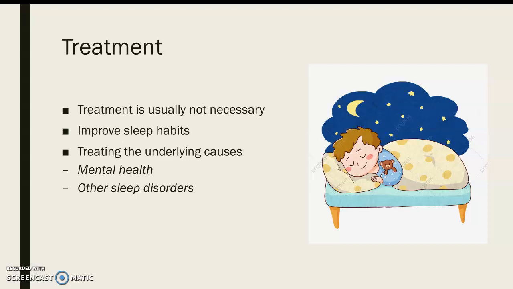There is no specific treatment for sleep paralysis, and it is usually not necessary either. The best thing to do is to improve sleeping habits by making sure you are getting adequate sleep, which is 6 to 8 hours each night, and making sure your sleep schedule is consistent. It is also important to have a comfortable sleeping environment, reducing light exposure during sleep, and exercising daily. It may also be helpful to treat and address the underlying causes of the sleep paralysis, such as those that regard your mental health, like depression and anxiety, or other sleep disorders like narcolepsy.